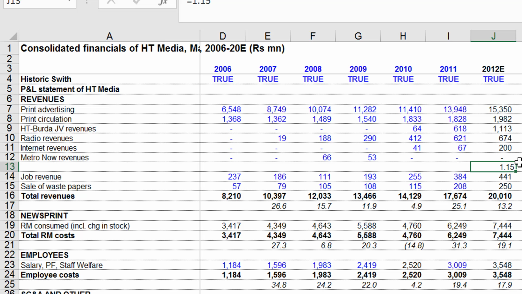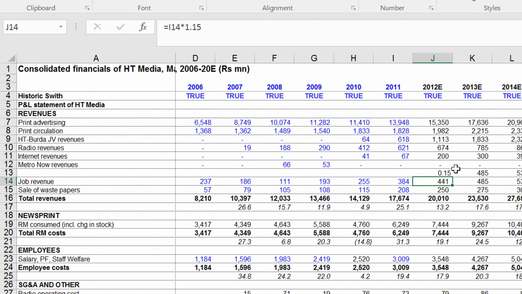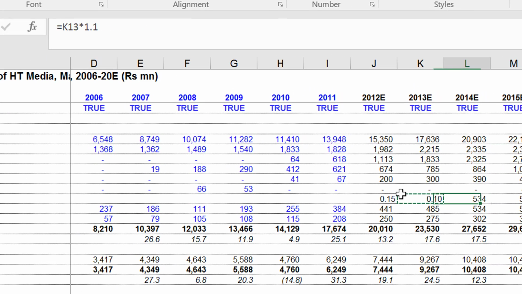So this is 0.15 and 0.1, Shift Control 1, and 0.1, and I'm looking at what assumption they made, 0.1, and then 0.05.